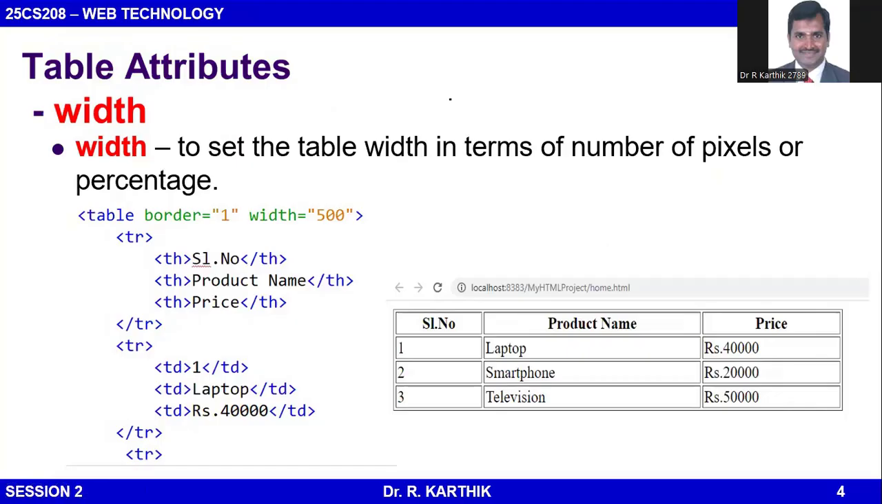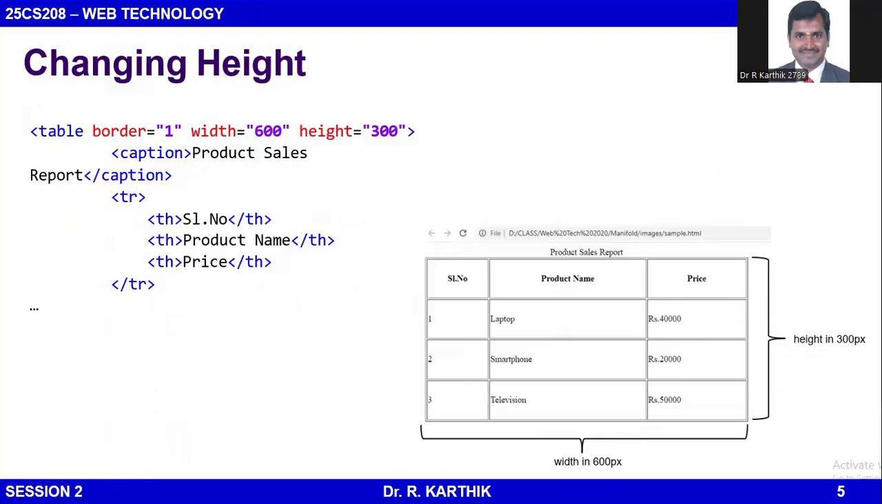Another one is the width attribute, in terms of number of pixels or percentage. So if you want to increase the width of your cells, go with the width attribute. Then if you want to change the height, go with height equal to some value. Where do you have to write it? You have to write it in the table tag.